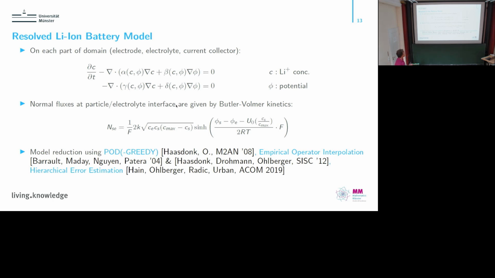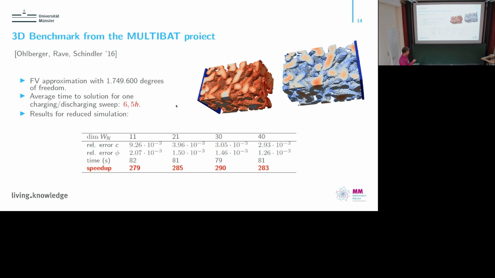So if you do that, then you can do some simulations. This is for a finite volume scheme with 1.7 million degrees of freedom as a high-dimensional solver. And by using this technology, you get a speed up of around 280. So you reduce the computational time from 6.5 hours to something like 1.5 seconds.